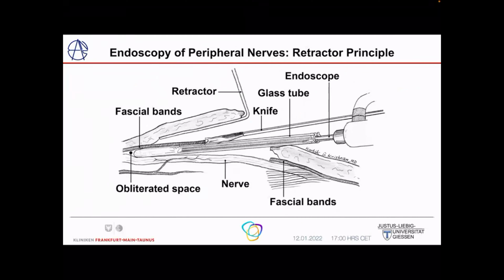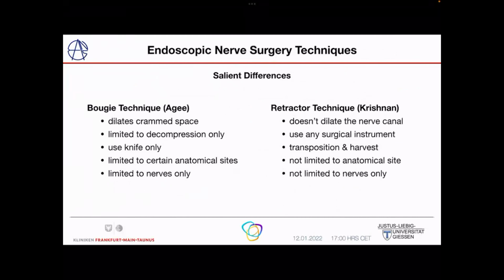The salient differences between the two are: in the bougie technique, you dilate a cramped space. In the retractor technique, you do not dilate the nerve canal itself. The bougie technique is limited to decompression only. With the retractor technique, you can use any other surgical instrument. You can use it for transposition and harvest. In the bougie technique, you use a knife, only a knife. The bougie technique is limited to certain anatomical sites, basically nerves only, whereas the retractor technique is quite universal and is not limited to anatomical sites or to nerves.